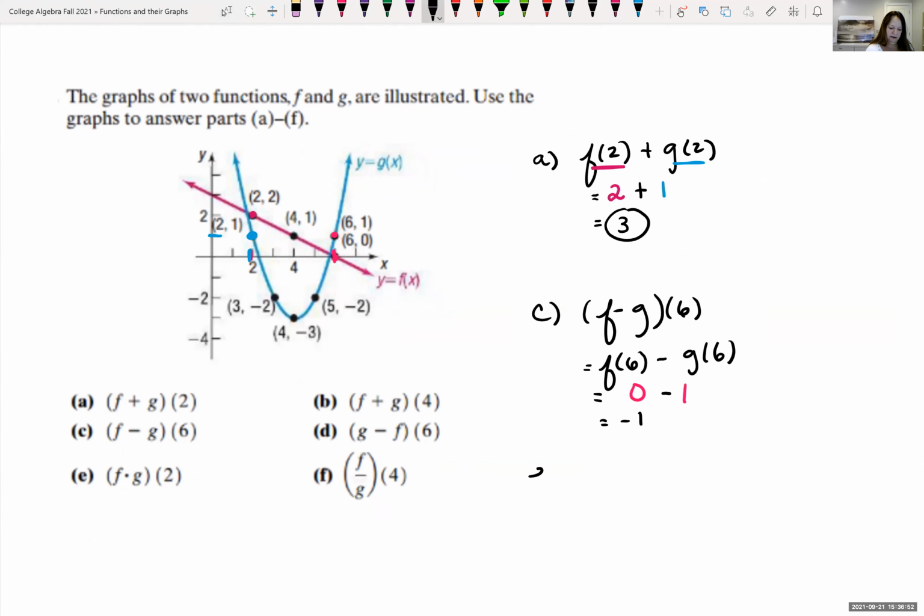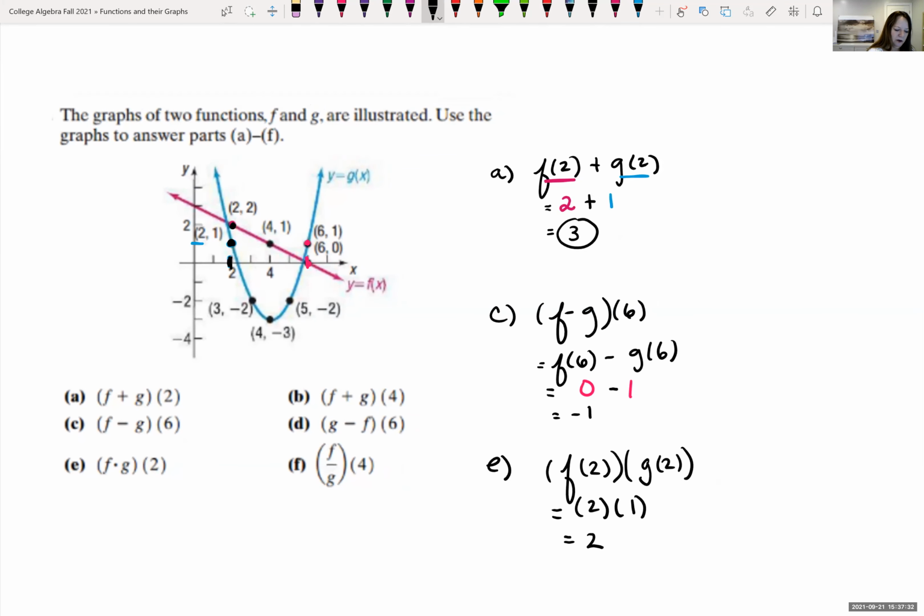So E says another way to write this: we're looking at f of 2 multiplied by g of 2. We already looked at this: when x is 2, f of 2 is also 2. So this is 2 times g of 2. G of 2 was 1. So we have 2 times 1, which is 2.